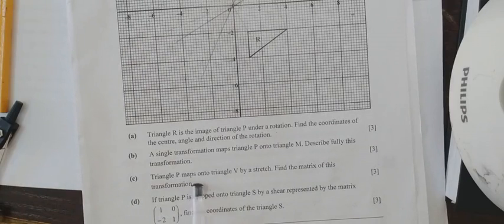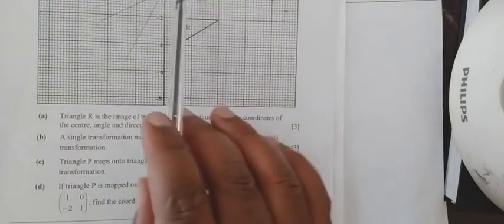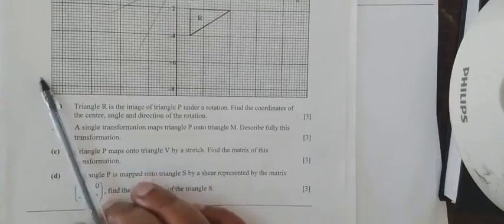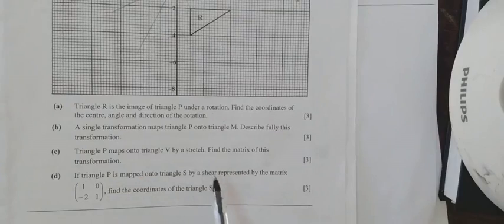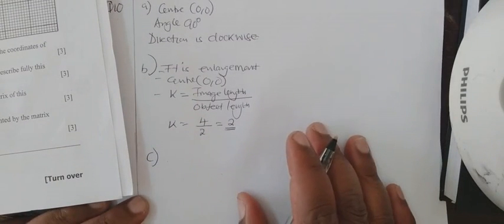Triangle P maps onto triangle V by a stretch. Find the matrix of this transformation. So we are saying P is mapped onto V by a stretch. Let's find the matrix. The way we are going to find the matrix, we are going to use one simple method, but I will explain about two.